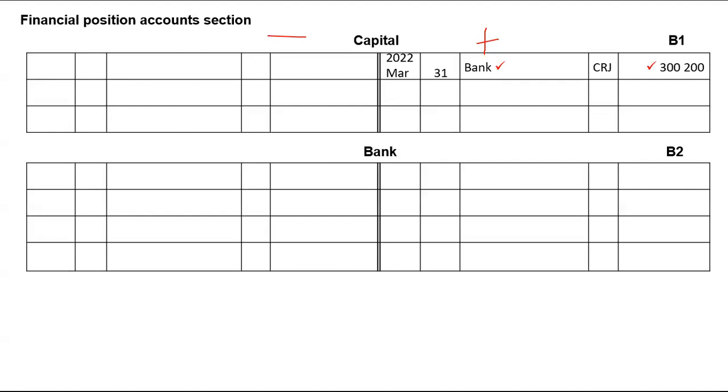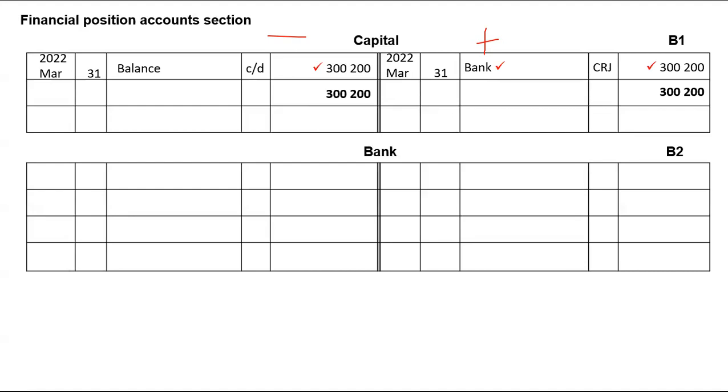300,200. Find the total on the credit side. Because this is under the financial position account section, we need to balance this account off. So we need to have similar amounts both on the credit and the debit. Because there's nothing on the debit side, I am going to write the year, month, and day, which is 2022, March the 31st, and the balancing figure will be called balance carry down. It will be the same amount, the same total that you have on the credit side, which is 300,200, and you just find the total.